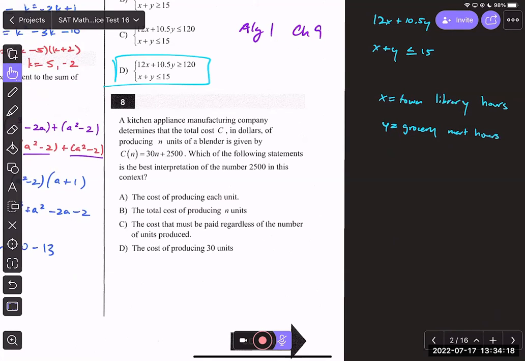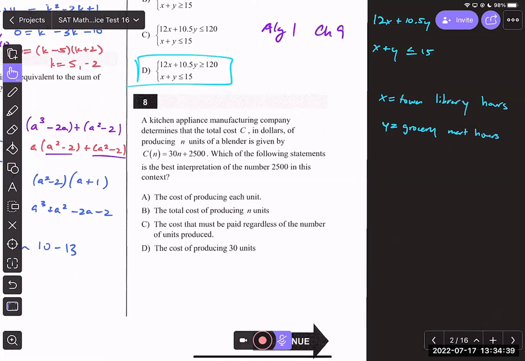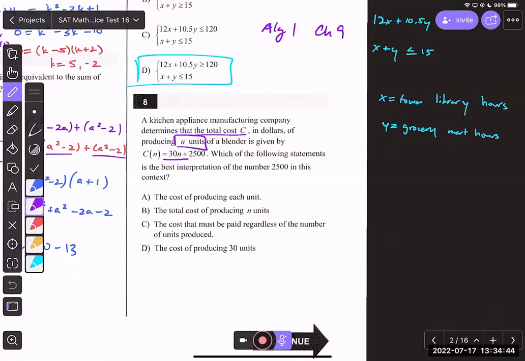I'm guessing this might be the cost of producing 30 units, but I'm not exactly sure here. Because I know I am given that the total cost C of producing n units is equal to 30n plus 2,500. So for one unit, 30 times 1 plus 2,500. 2 units, that would be 30 times 2 plus 2,500. Do you see where this is going?